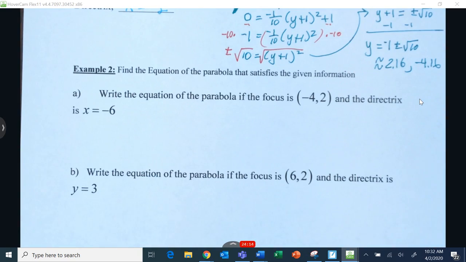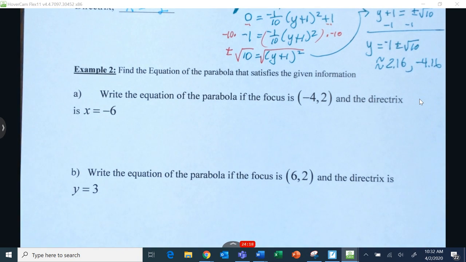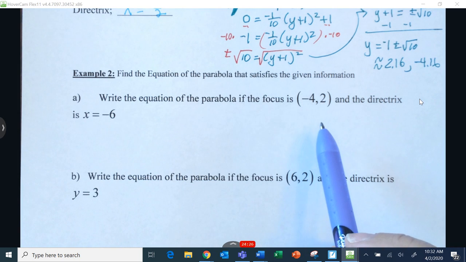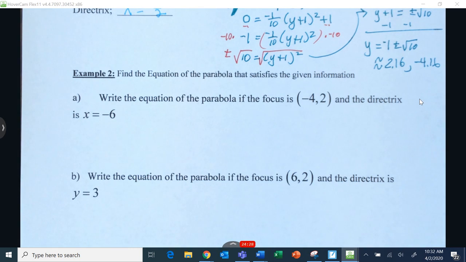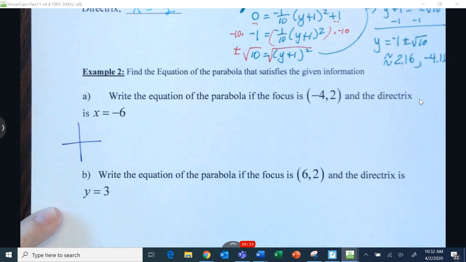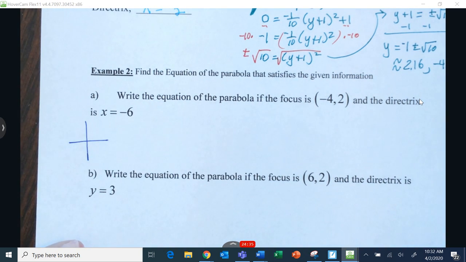Right, the last part of these notes would be starting with information and writing the equation. So here I've got the focus and the directrix, and we have to find the equation. To find the equation, we need the vertex. I didn't give you graph paper. You're more than welcome to print out as much graph paper as you want, or use the graph paper that I sent you on Cami.